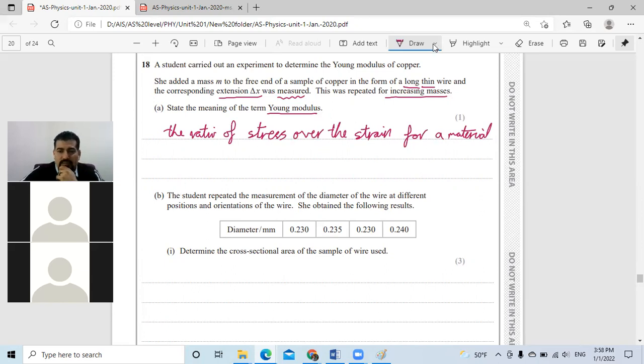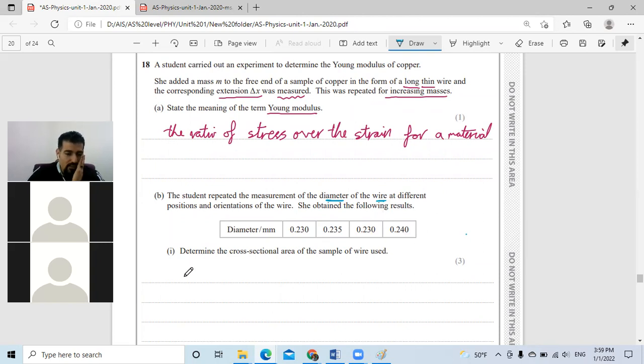Part B. The student repeated the measurements of the diameter of the wire at different positions and orientations. She obtained the following results. Determine the cross-section area of the wire used. How much is the cross-section area? What can I do to find it? As you can see here, we have three significant figures.